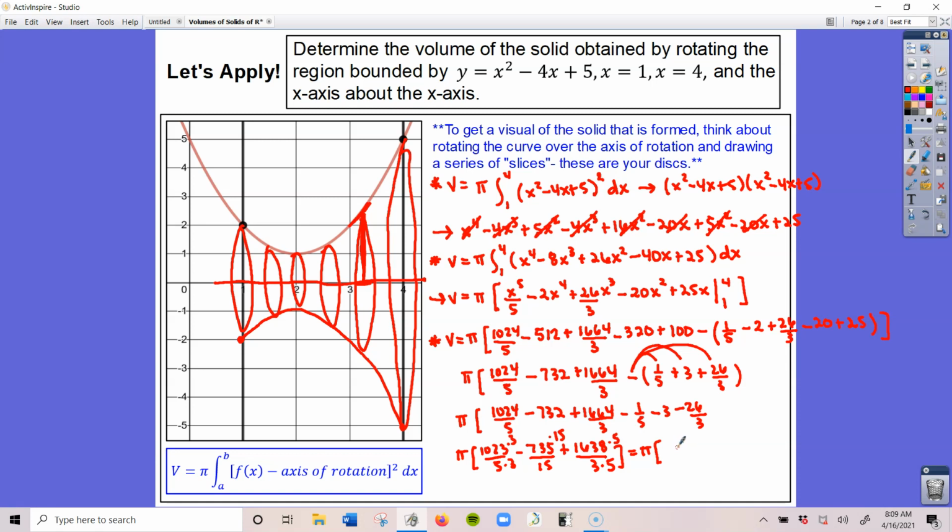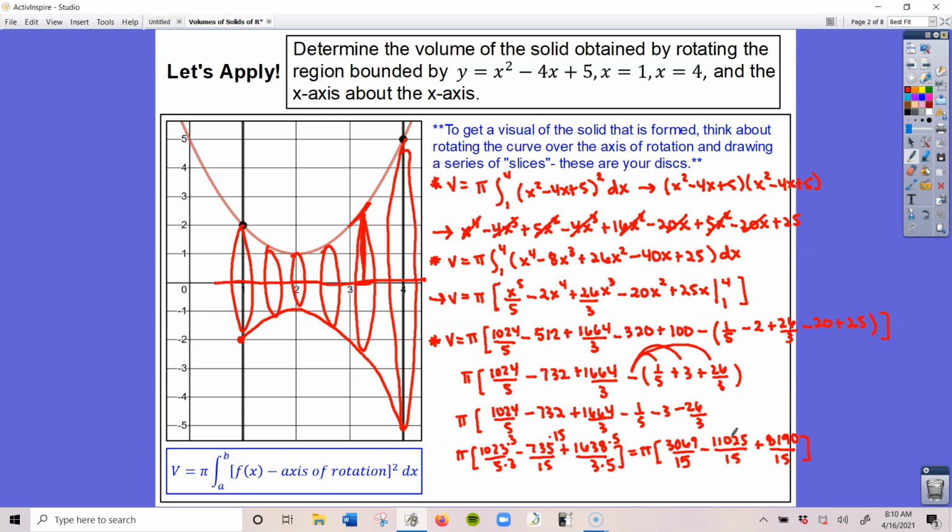1023 times 5 is 3069 over 15 minus 735 times 15 is 11,025 over 15 plus 1638 times 5 is 8,190 over 15. So now we're going to combine all of these numerators.